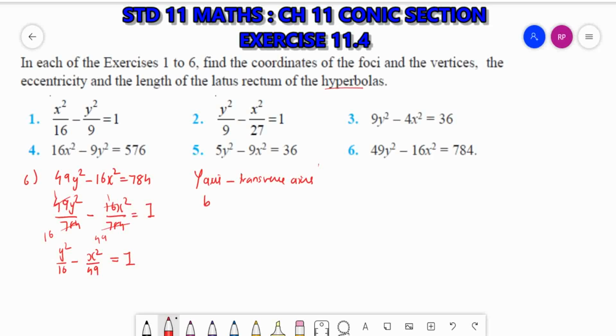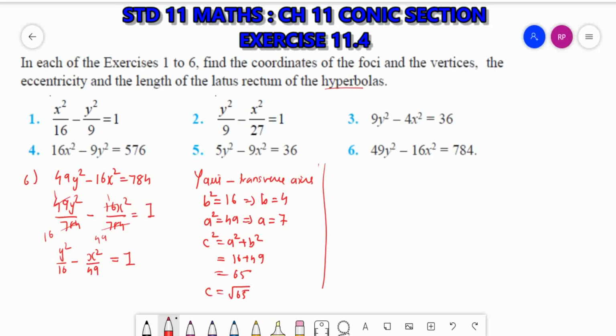So b square is equal to 16 because y square by b square, that implies b is equal to 4, and a square is equal to 49, that means a is equal to 7. Now c square is equal to a square plus b square. So that is 16 plus 49, that is 65. So c is equal to root 65. Okay. Now y axis is transverse axis.